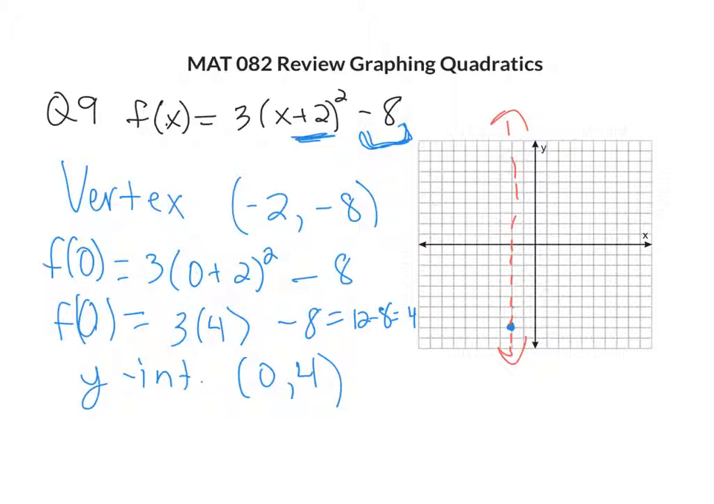So I'm going to plot my y-intercept. 1, 2. It's right there. And on the other side of the axis of symmetry is another point. And connect them all together.